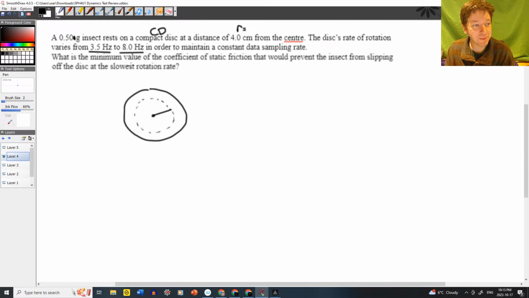Okay, so what's the minimum value of the coefficient of static friction that would prevent the insect from slipping at the slowest rotation rate? So this is the one we care about right there.